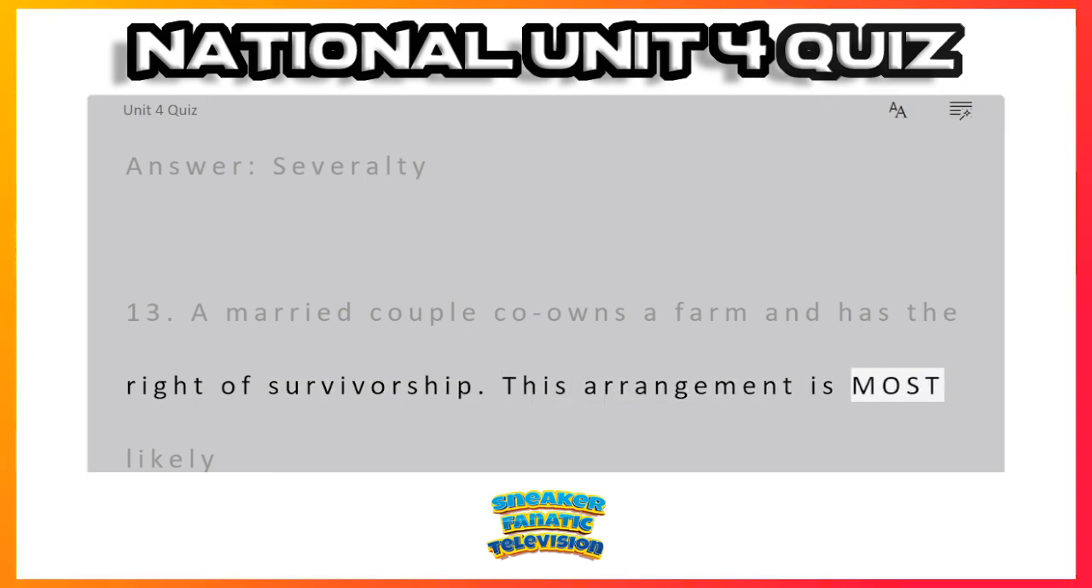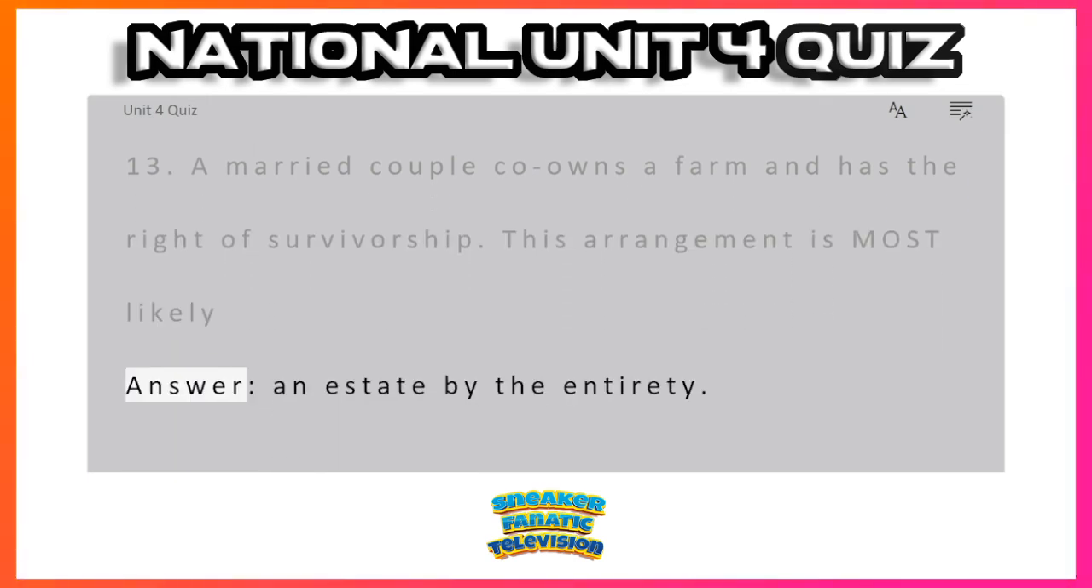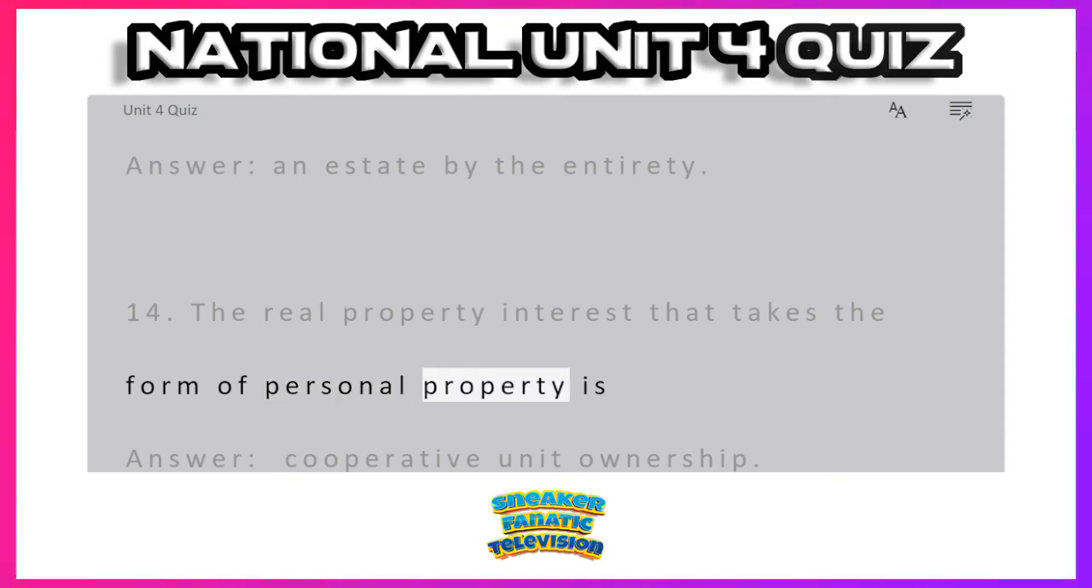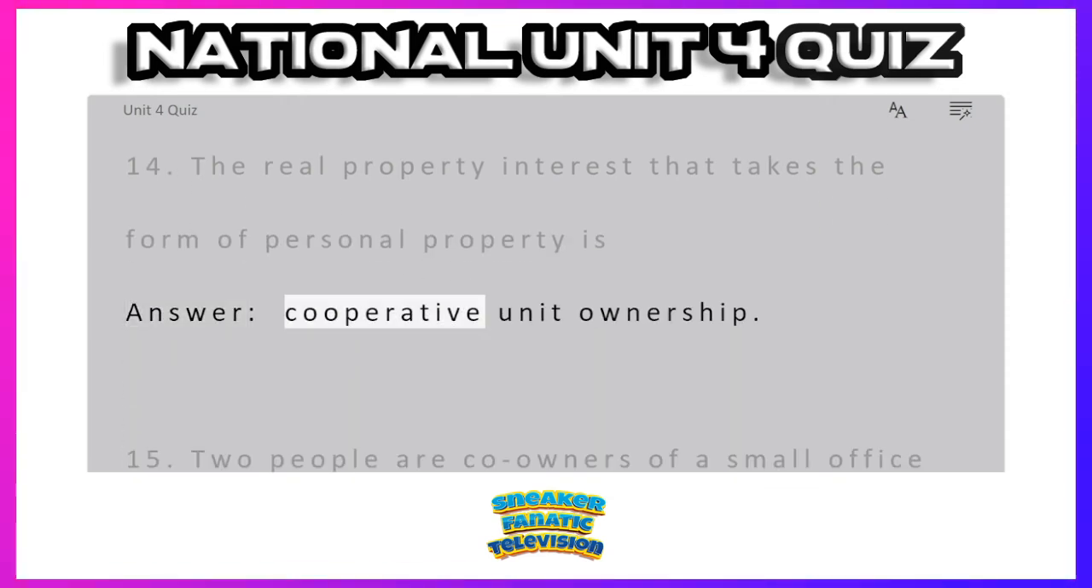This arrangement is most likely. Answer: an estate by the entirety. 14. The real property interest that takes the form of personal property is. Answer: cooperative unit ownership. 15.